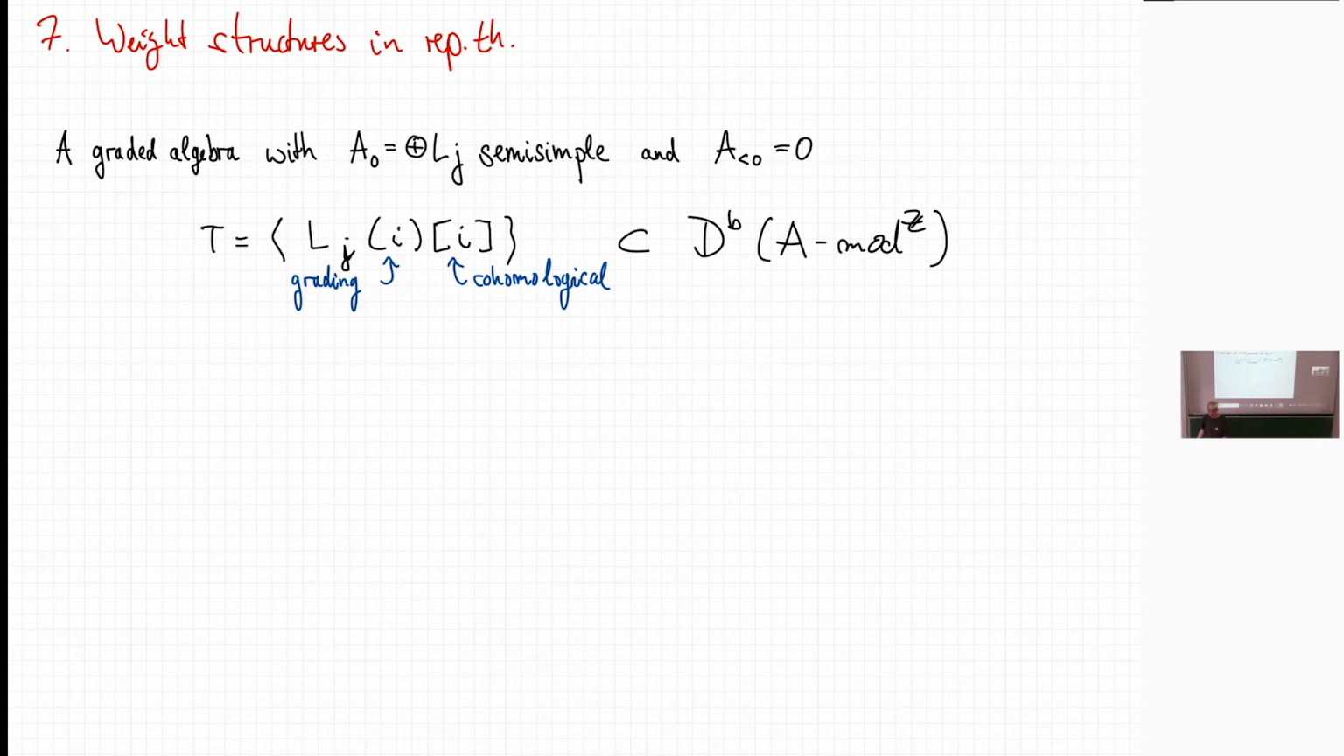So now you can look at all of those simple modules, so the direct summands of the semi-simple thing. And now you can look at the following collection of objects. Namely, you look at your simple modules and you shift them around, but you do it in a diagonal way. Namely, you shift them in the grading degree and the cohomological degree. This all happens inside of the derived category of graded A modules.